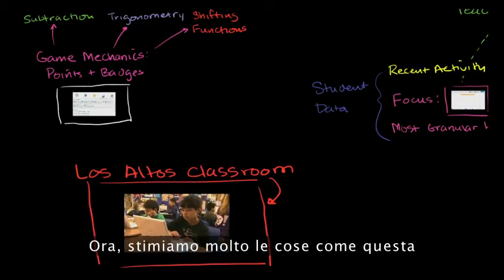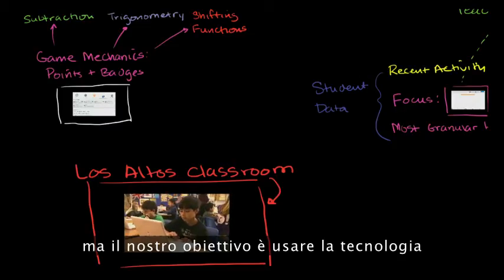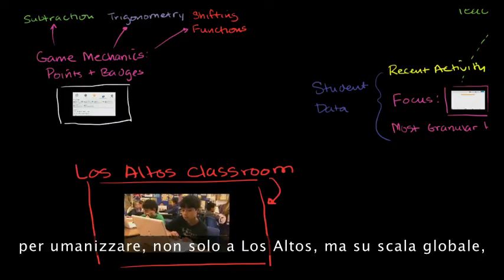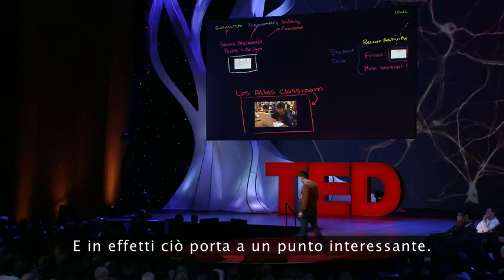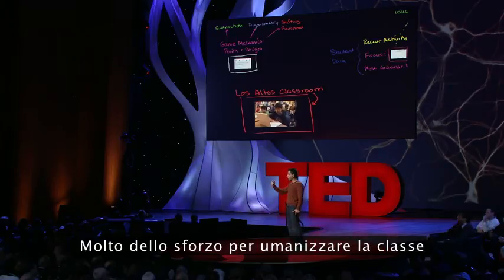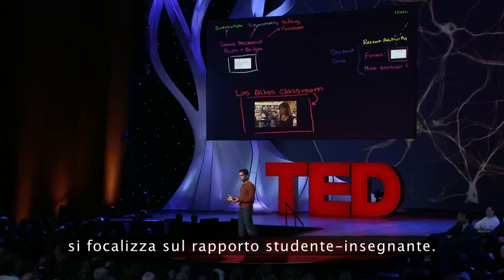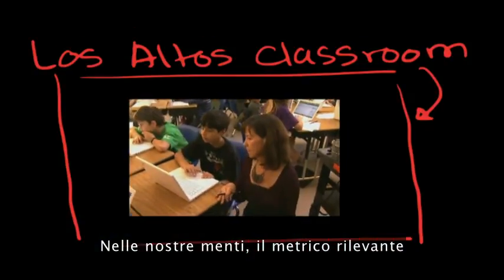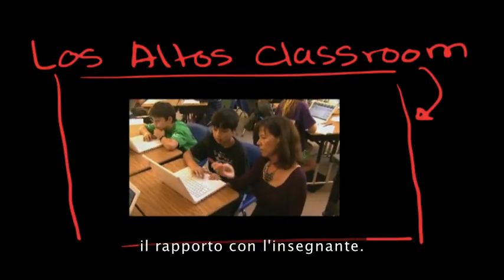Now, as valuable as something like this is in a district like Los Altos, our goal is to use technology to humanize, not just in Los Altos, but on a global scale, what's happening in education. And that brings up an interesting point: a lot of the effort in humanizing the classroom is focused on student-to-teacher ratios. In our mind, the relevant metric is student to valuable human time with the teacher ratio.